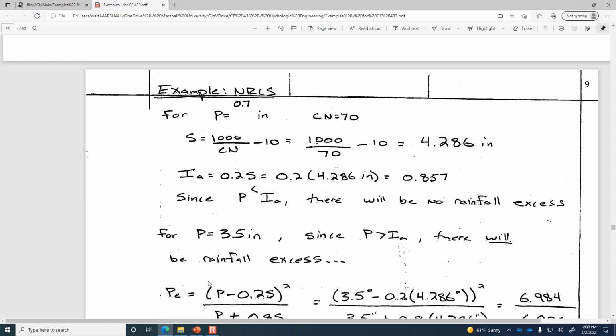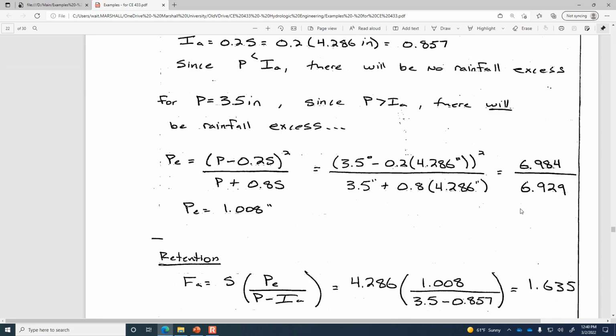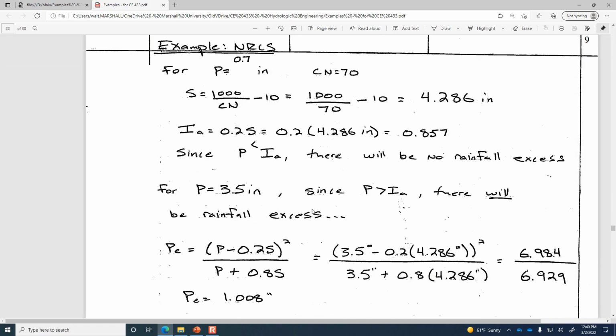It just may be that the rainfall occurs more quickly than the soil can absorb at any given time. But in this first depth of 0.7 inches, there will be no rainfall excess. In the second condition of 3.5 inches, the precipitation excess amount will be just over an inch. Did anybody else get that same value of approximately 1 inch of rainfall excess?